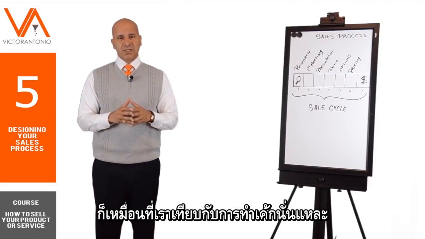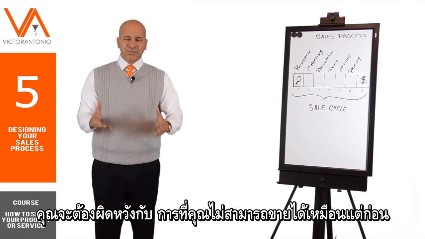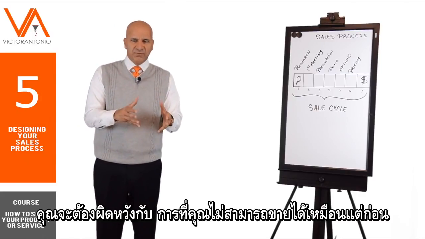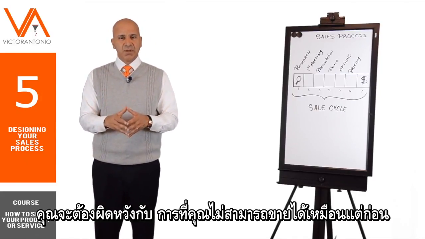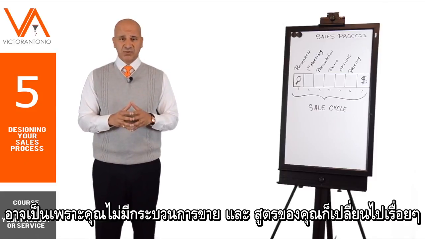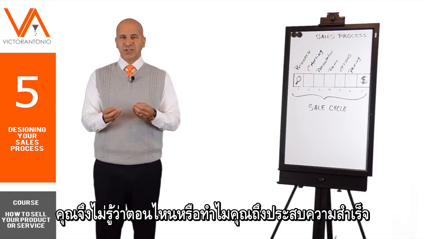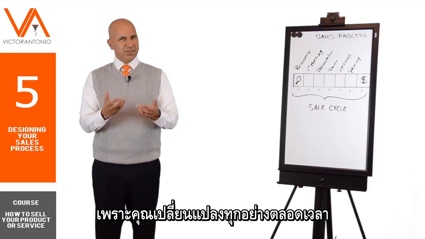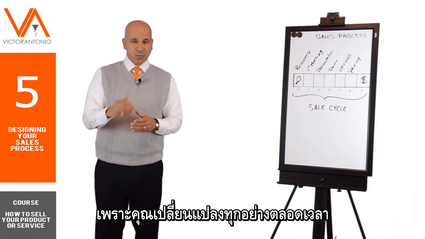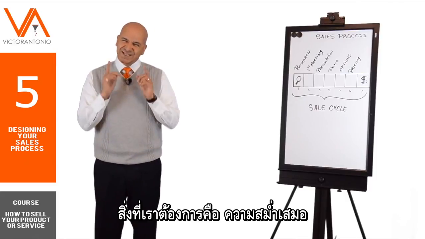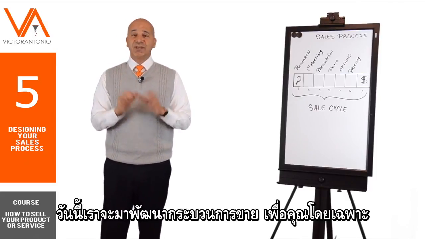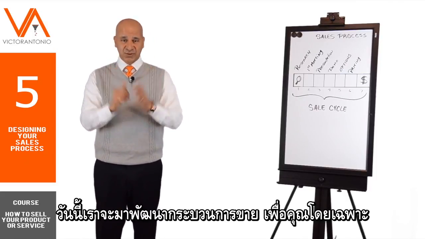And much like the cake analogy, you're going to get frustrated. You're going to get frustrated because you're going, well, I sold before, but why am I not selling now? Well, maybe because you don't have a sales process and your recipe keeps changing. So you don't know when you're successful or why you're successful because you keep changing things. So what we want is consistency. That's what we're looking for, consistency. So what we're going to do is develop a sales process just for you.